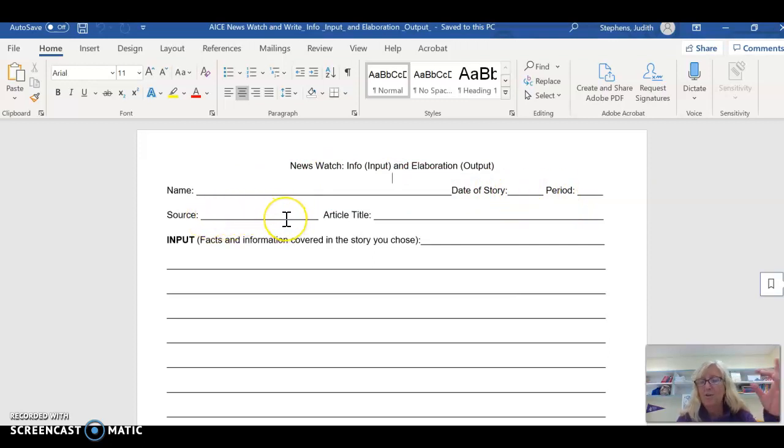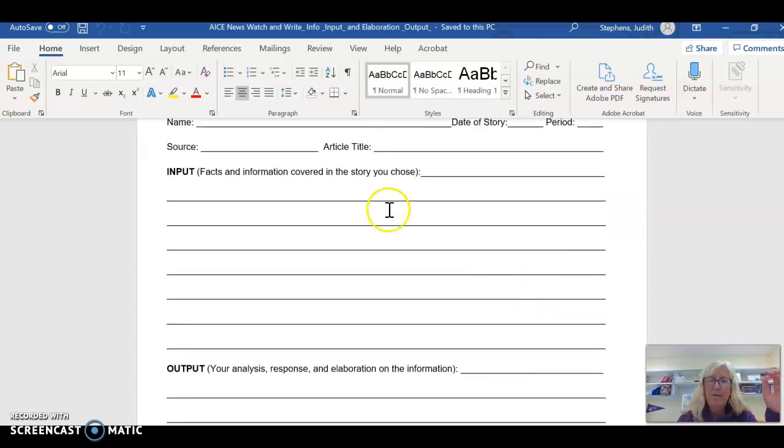Where are you getting it from? I want the website title and the article title. And then input the facts and information you're getting from the article. This does not have to be in sentence form. This is like you scribbling down little notes so you remember. Any way you want to take those notes is fine.